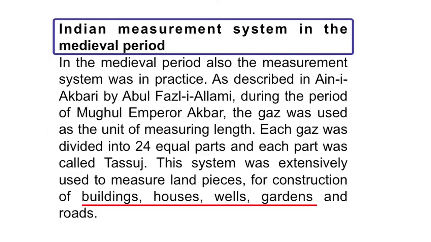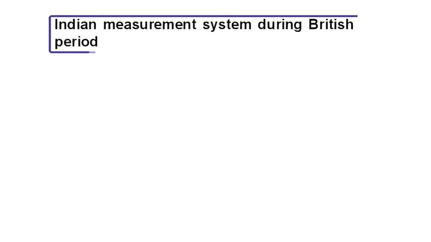The gaj was widely used as a unit of length till the metric system was introduced in 1956. Even today, in many parts of our country, particularly in the rural areas, gaj is being used as a unit of length. Indian measurement system changed during the British period.